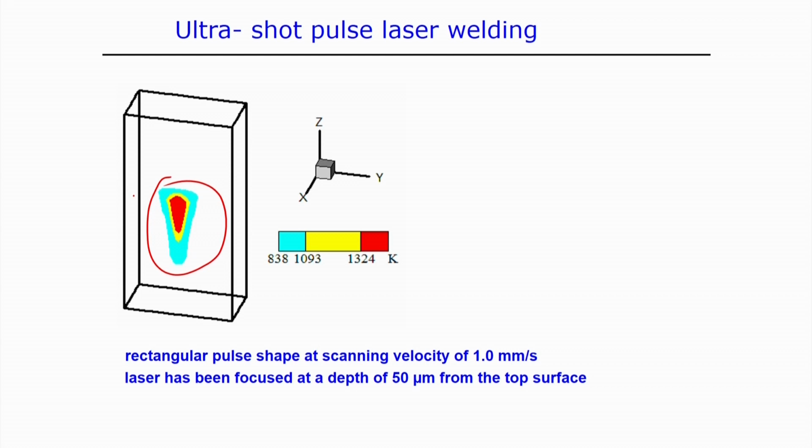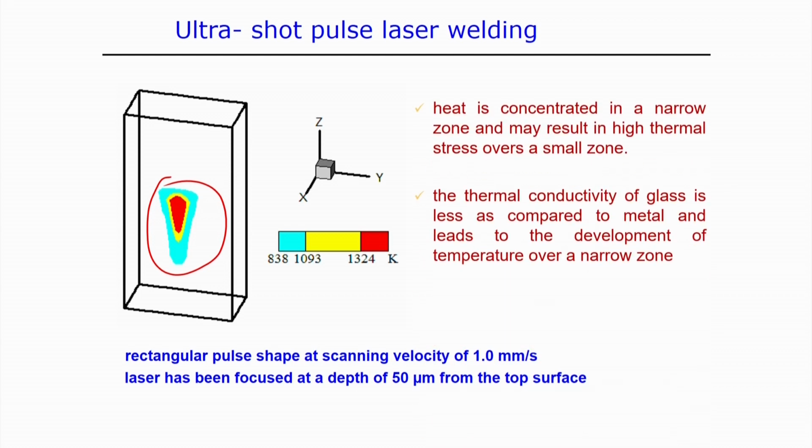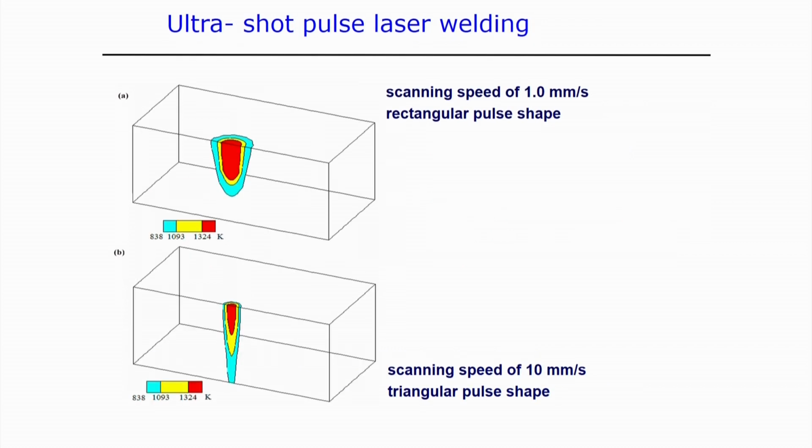And of course, this analysis has been performed using the non-Fourier heat conduction model. So, heat is concentrated in a very narrow zone, that is obvious from the simulation results, and the thermal conductivity of glass is actually less as compared to the metal. So, that actually leads to the development of the temperature over a narrow zone, that is also one reason for that. And then we did some simulation at two different cases.